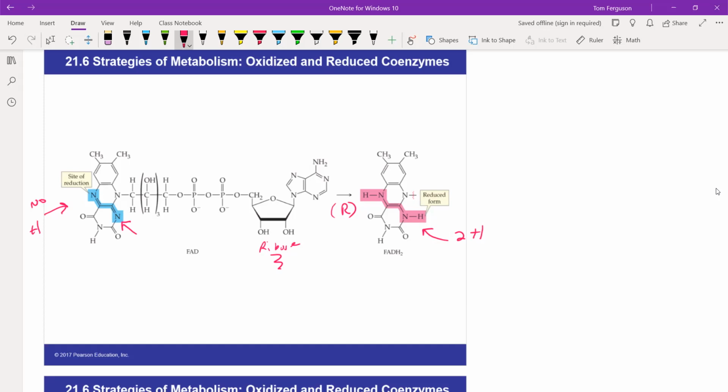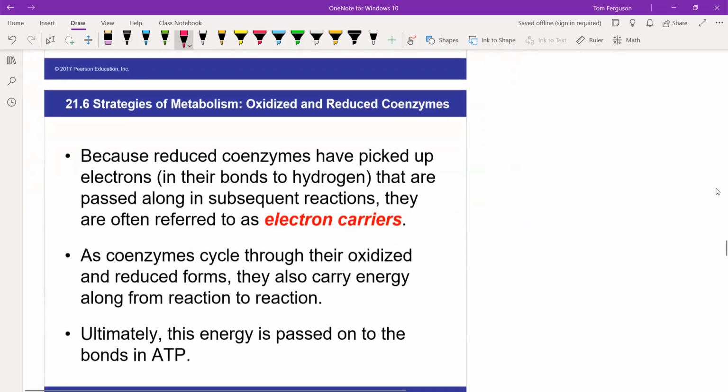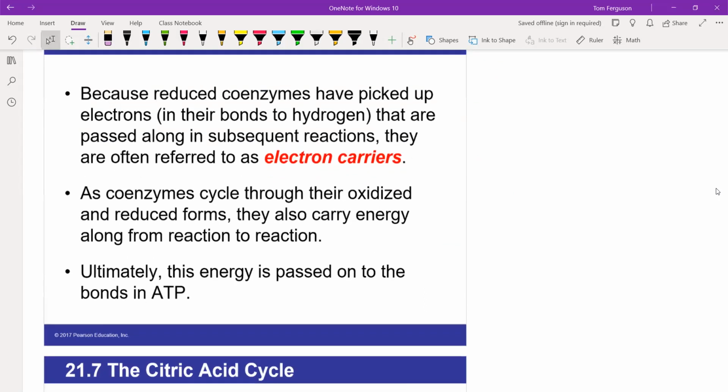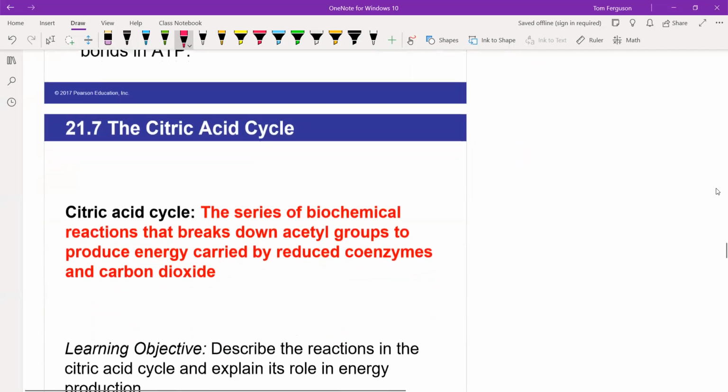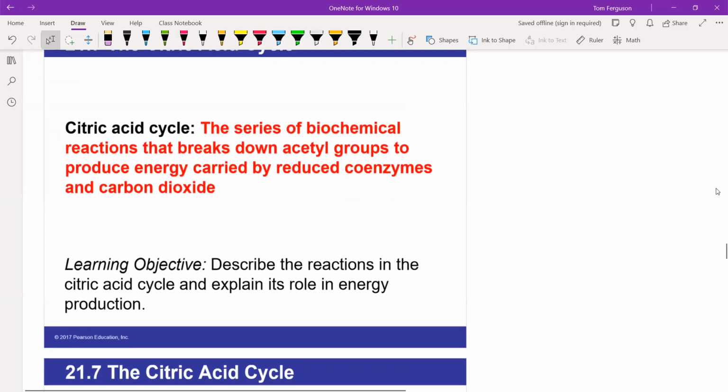Again, gaining hydrogens, reduction. Now, electron carriers means they've received electrons and gained hydrogens.